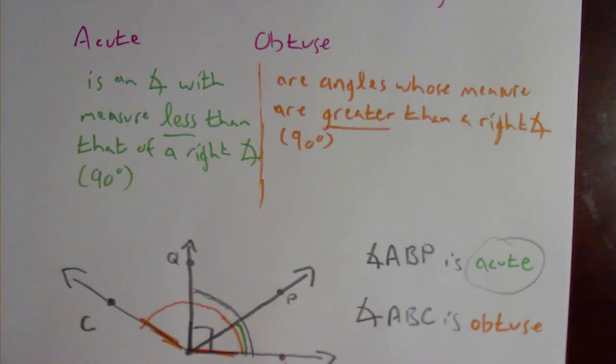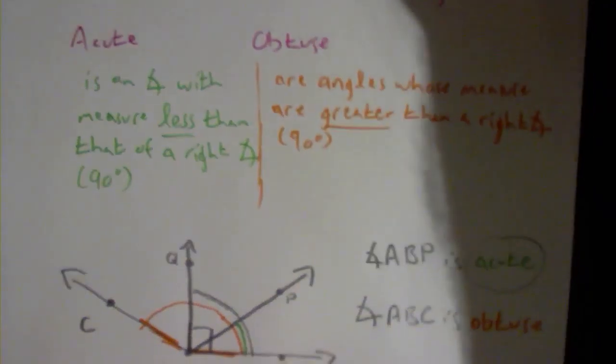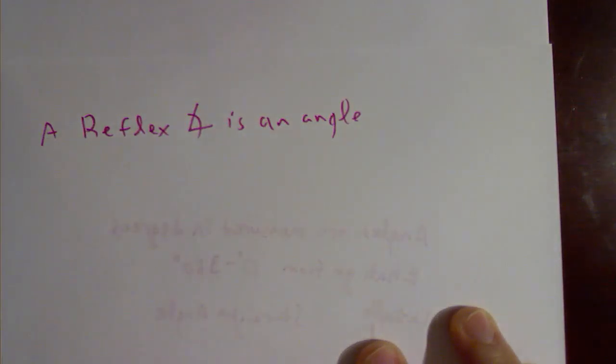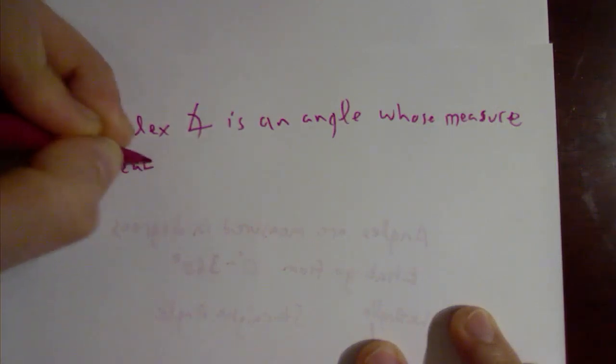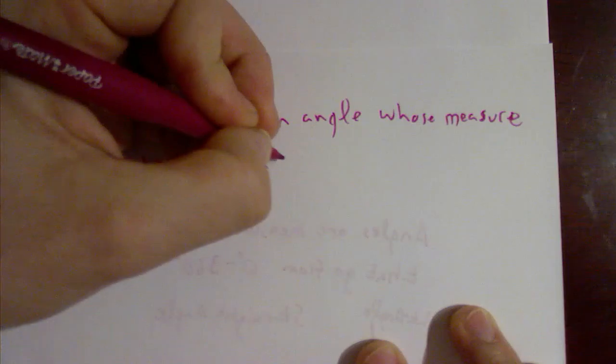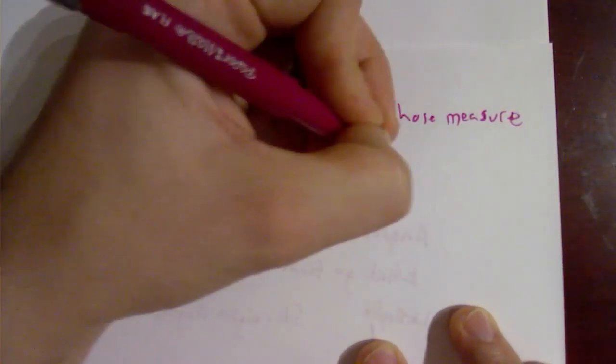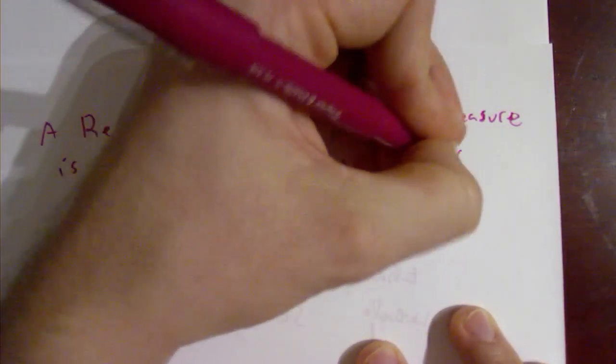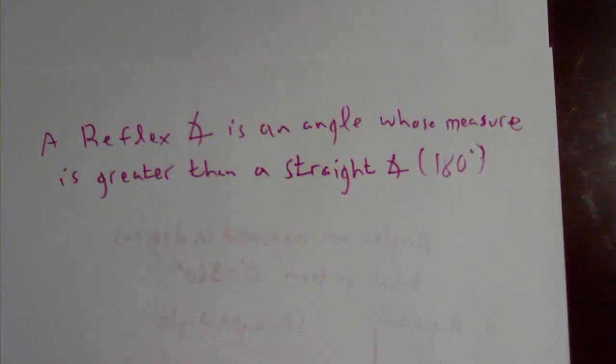Finally, our last type of angle that we need to define is something called a reflex angle. A reflex angle is an angle whose measure is greater than a straight angle, which, by the way, a straight angle is 180 degrees. So let's take a look at an example of that.